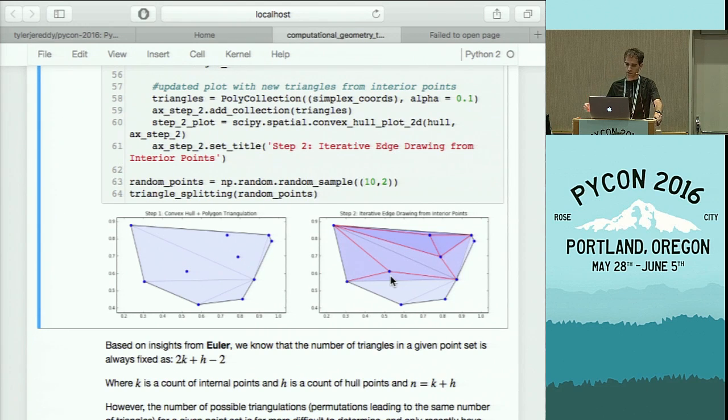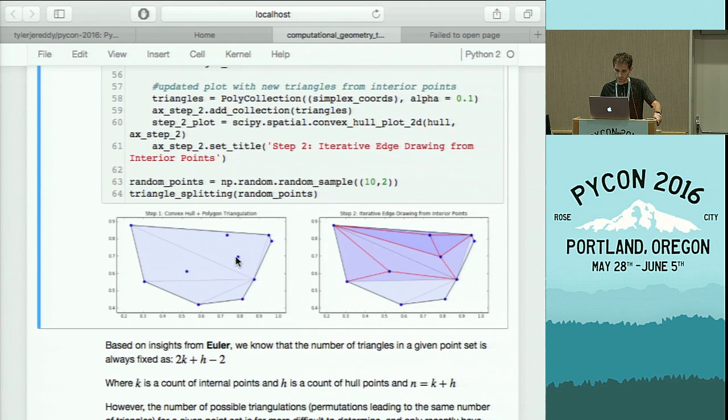So the process depends on an initial triangulation of the entire convex hull. And then after that, we iterate through all these different points, and we draw edges to the vertices of the triangles that contain those points. It gets a little bit messier if you deal with a triangle that contains more than one interior point. So here you can imagine we could start with either this point or this point.